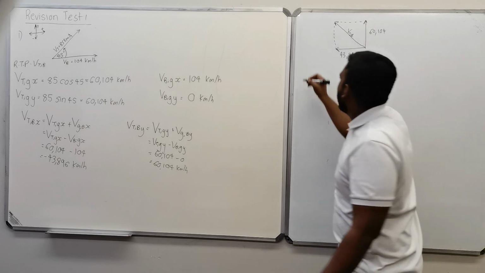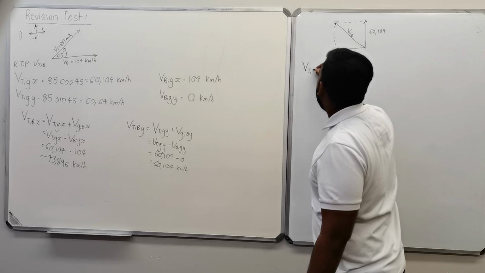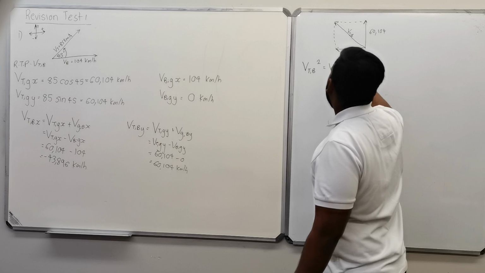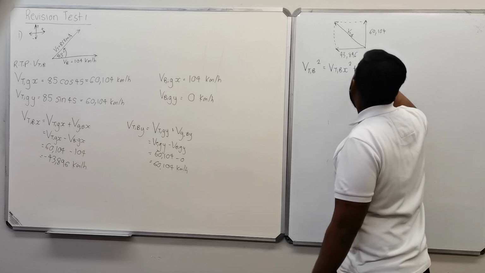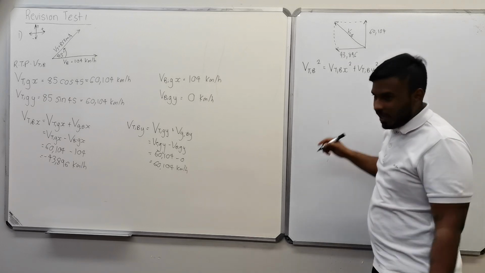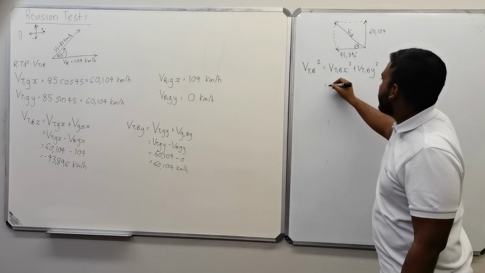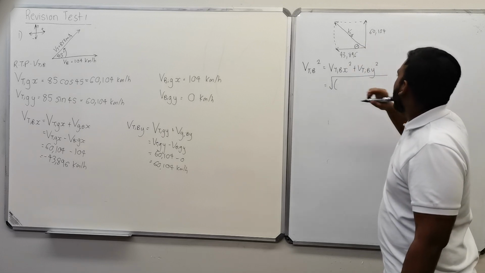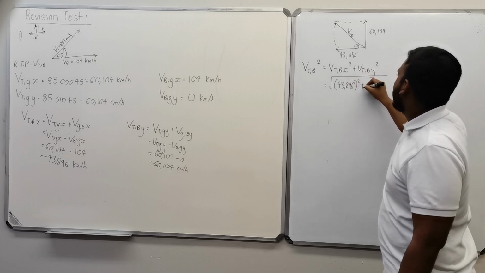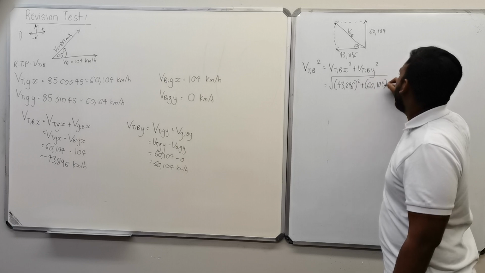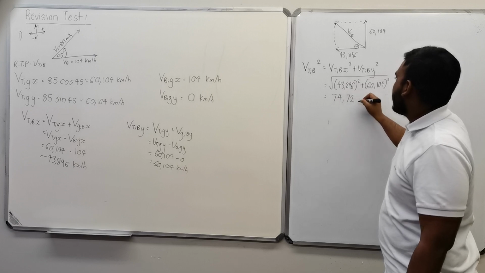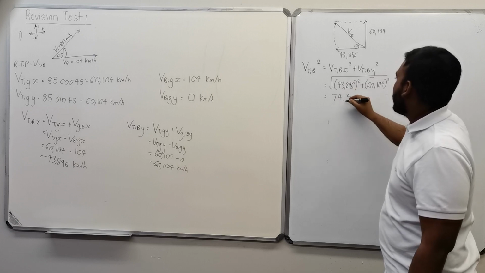To work that out, the velocity of the truck relative to the bus squared is equal to the velocity of the truck relative to the bus along the x-axis squared plus the velocity of the truck relative to the bus along the y-axis squared. So this would be equal to 43.896 squared plus 60.104 squared, and this is 74.427 kilometers per hour.